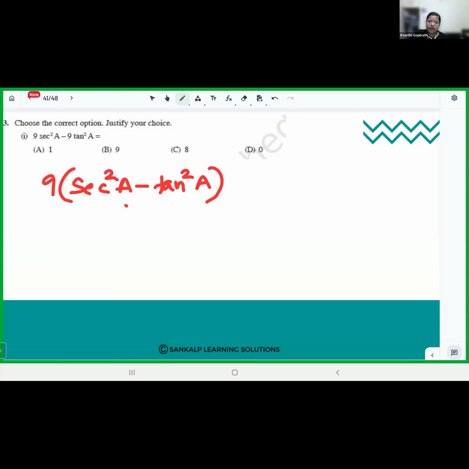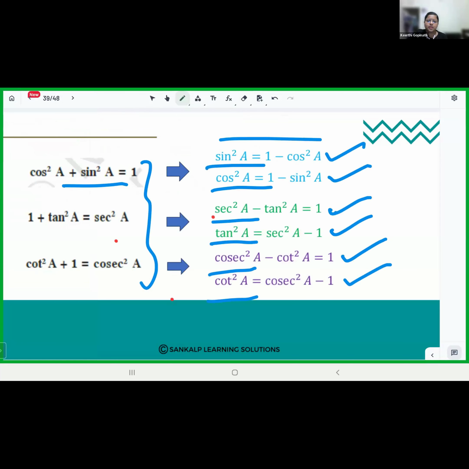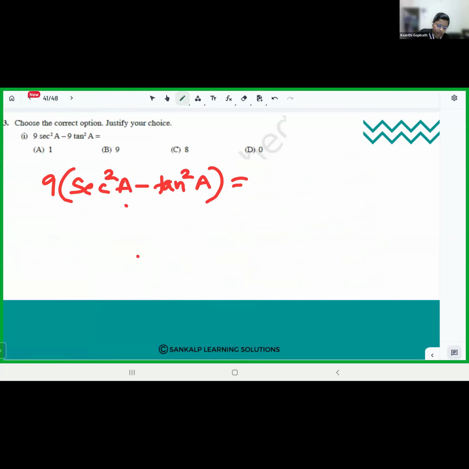And do you know the value of sec square A minus tan square A? Do you remember the identity? From the trigonometric identity, 1 plus tan square A is equal to sec square A, we obtained another identity: sec square A minus tan square A is equal to 1. So what is the value of sec square A minus tan square A? It is nothing but 1. So here in this question we can put 1. 9 into 1. What is 9 into 1? It is 9.